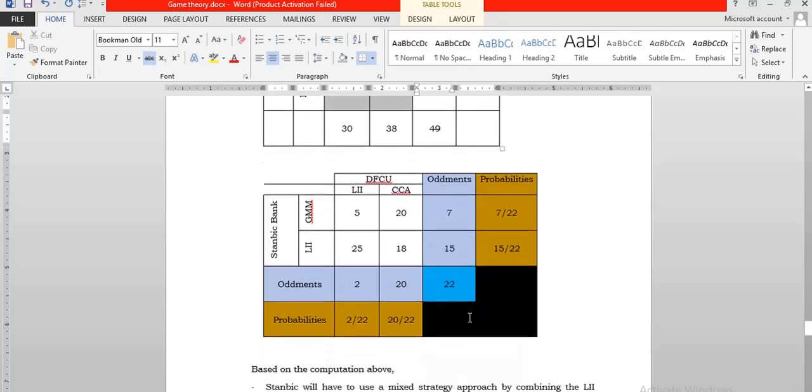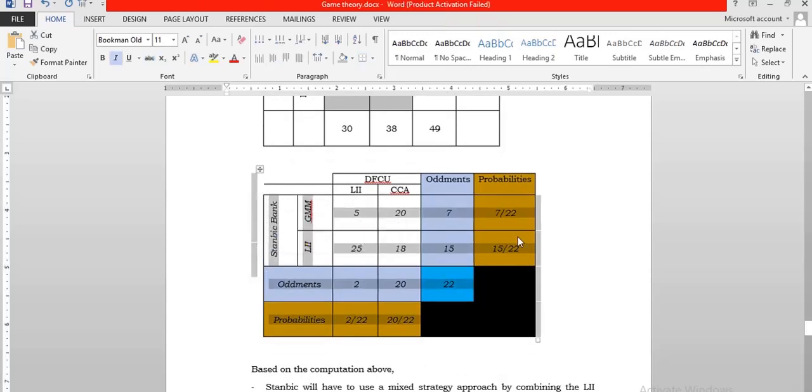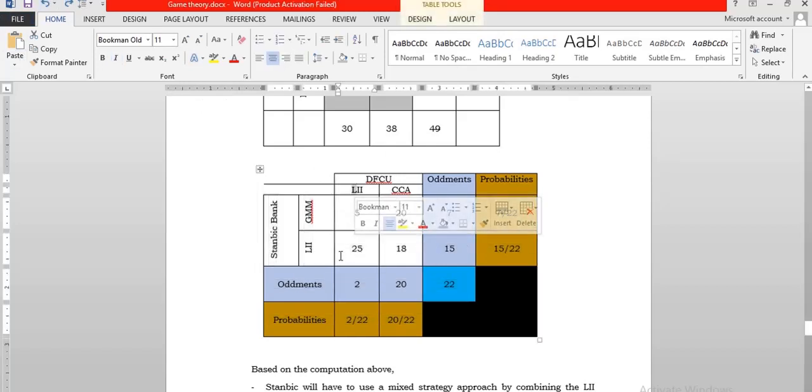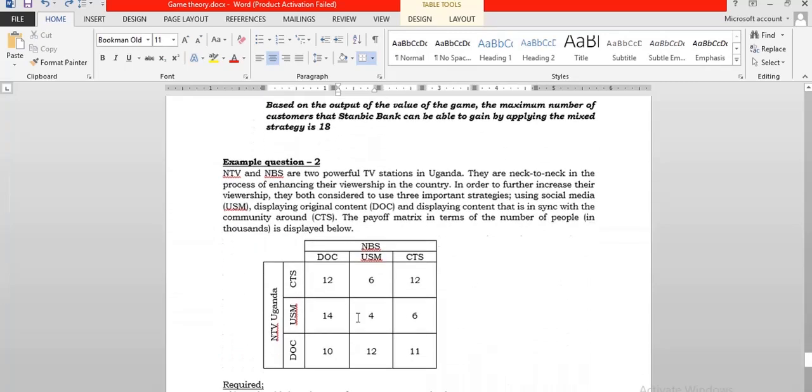As you can see in this particular answer, on the side of Stanbic Bank, the most preferred strategy is LII, because it has a high probability of 15 out of 22. And on the side of DFC, to minimize its losses, the most preferred strategy is CCA, because it has a higher probability. So basically, that's what you're supposed to do.